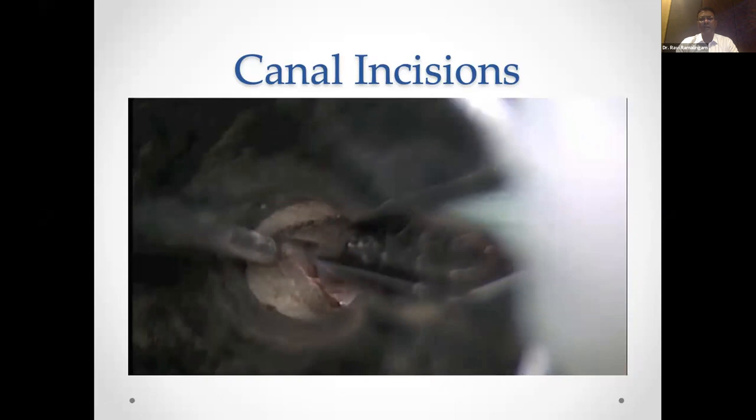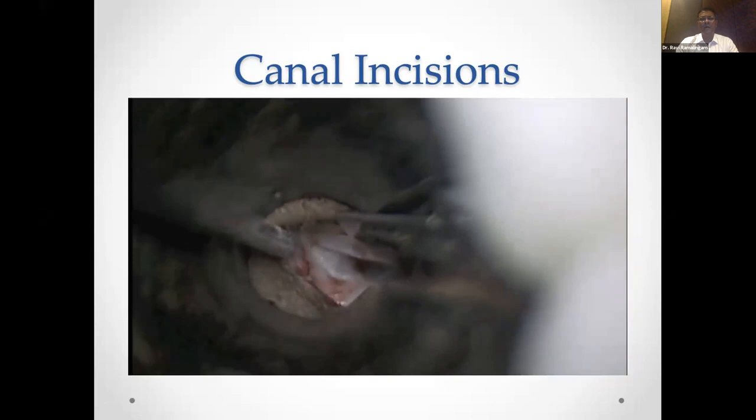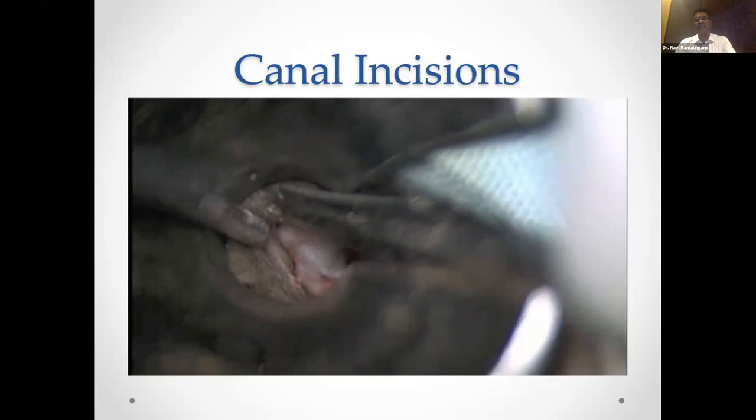So I give the cut at 12 o'clock, trying to have as much skin as possible in the posterior flap which we are raising.